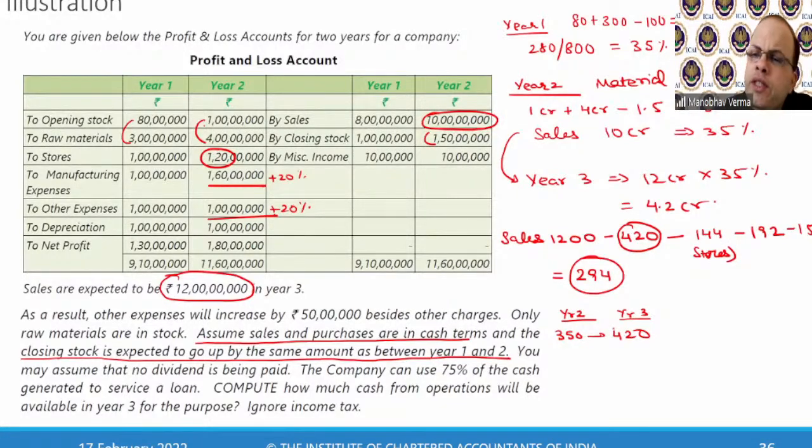Also in the information of the question, they have given us that the closing stock is expected to go up by the same amount as between year 1 and year 2. So can I say my cost of material consumed is opening stock plus purchases minus the closing stock, okay. But can I say that year 3 closing stock will be 150 plus 50, guys? That will be 200.